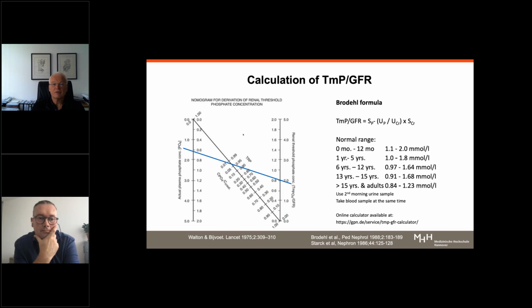And then with respect to renal phosphate wasting, in adult patients, usually the nomogram of Walton and Bijvoet is used. This is not validated in children and has some errors if you use it in children. So in pediatrics, we usually use the Brodehl formula or other formulas where you use just the spot urine, if you have serum phosphate, urine creatinine ratio, and serum creatinine. And you can calculate this by yourself, or you may use an online calculator. And I mention here the online calculator of the German Society of Pediatric Nephrology. It's in English, so you may use it, and it also indicates the reference values for that.